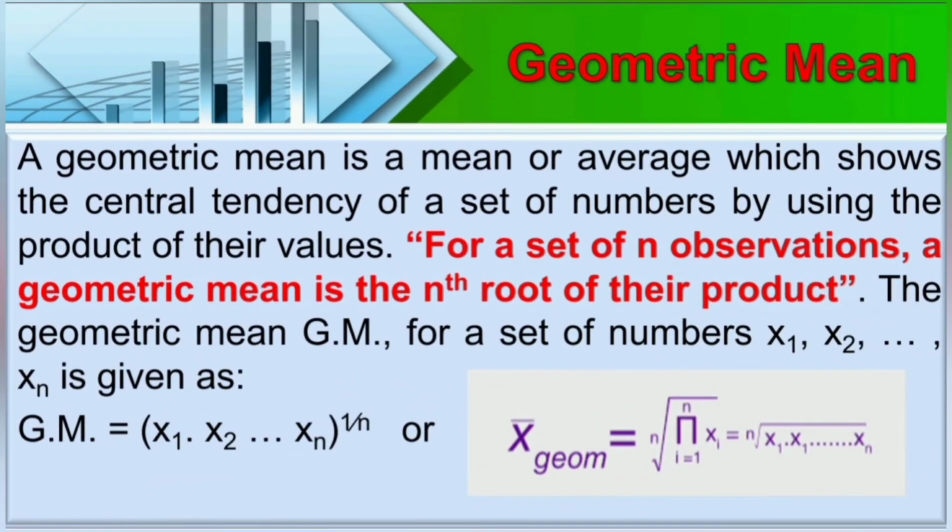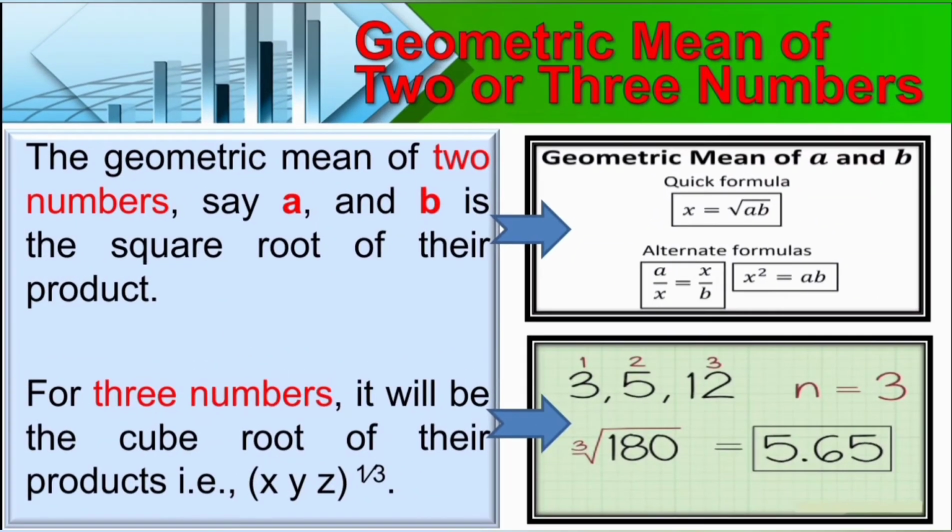Geometric mean. A geometric mean is a mean or average which shows the central tendency of a set of numbers by using the product of their values. For a set of n observations, a geometric mean is the nth root of their product, as shown in the box below. Geometric mean of two or three numbers. The geometric mean of two numbers, say a and b, is the square root of their product, and for three numbers, it will be the cube root of their product, as shown in front of each.